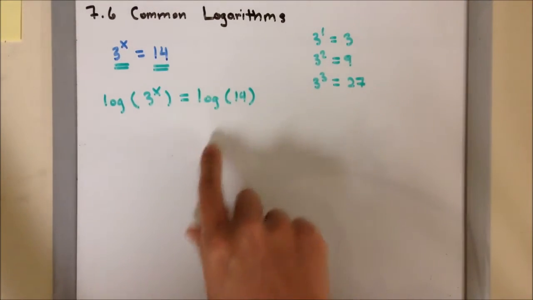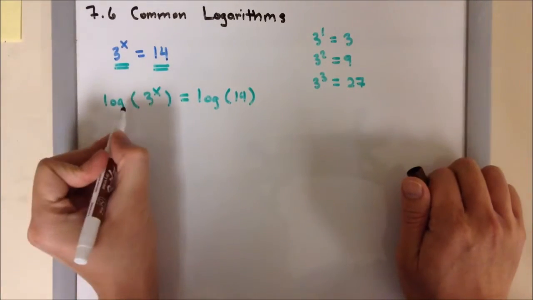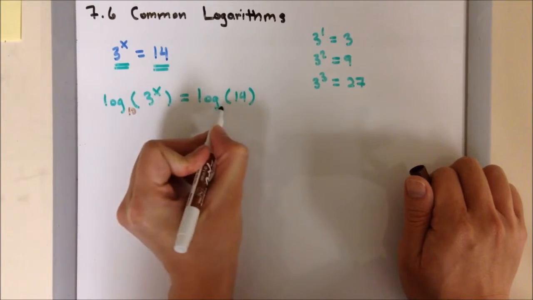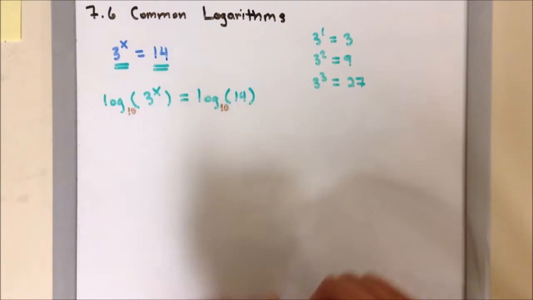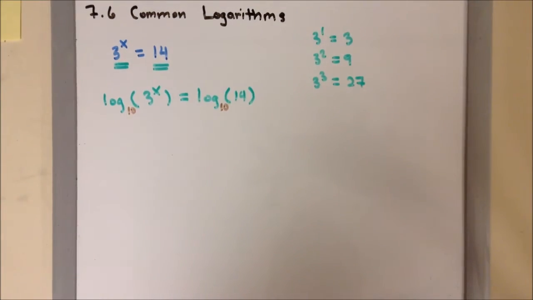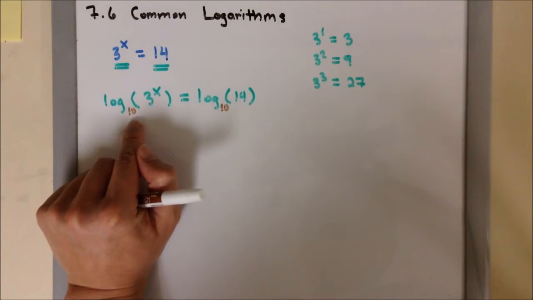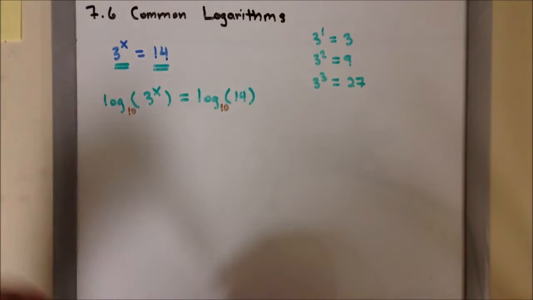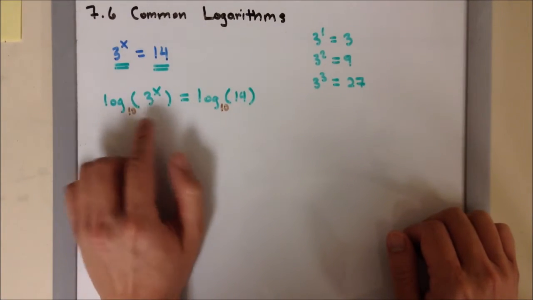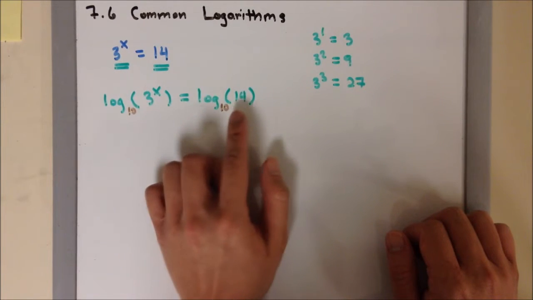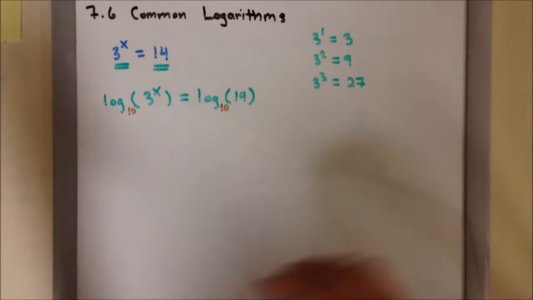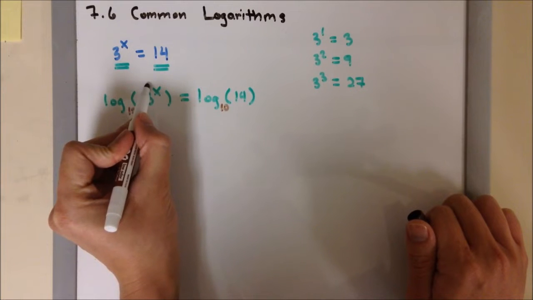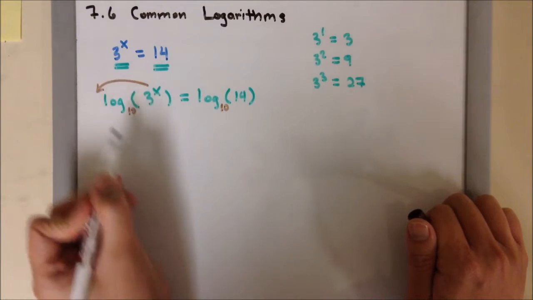When I'm writing log, we have an invisible base, which is base 10. So if you see a log with no base, it's just an invisible 10. That's all it is. Now once we have log of 3 to the x power equals log of 14, I'm going to use the power property. I'm going to move my x, because it's an exponent, in front of the log. That's the power property.